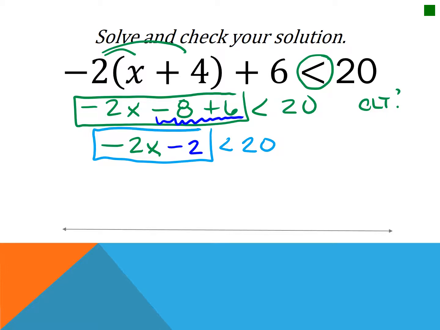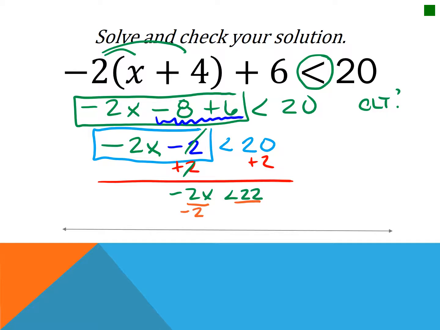Yes, Mrs. Evans, I see the minus sign. So I'm going to add 2 to both sides. Running out of room, folks. Those cancel. Negative 2x is less than 22. Oh, no more plus signs. So once I'm out of plus signs, I'm going to divide.